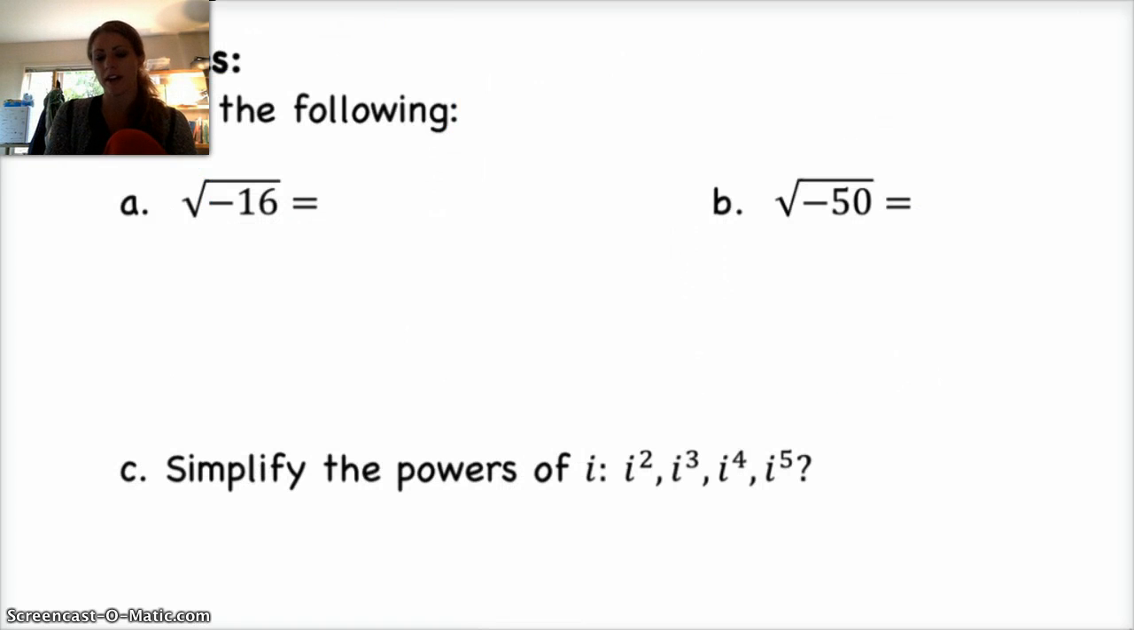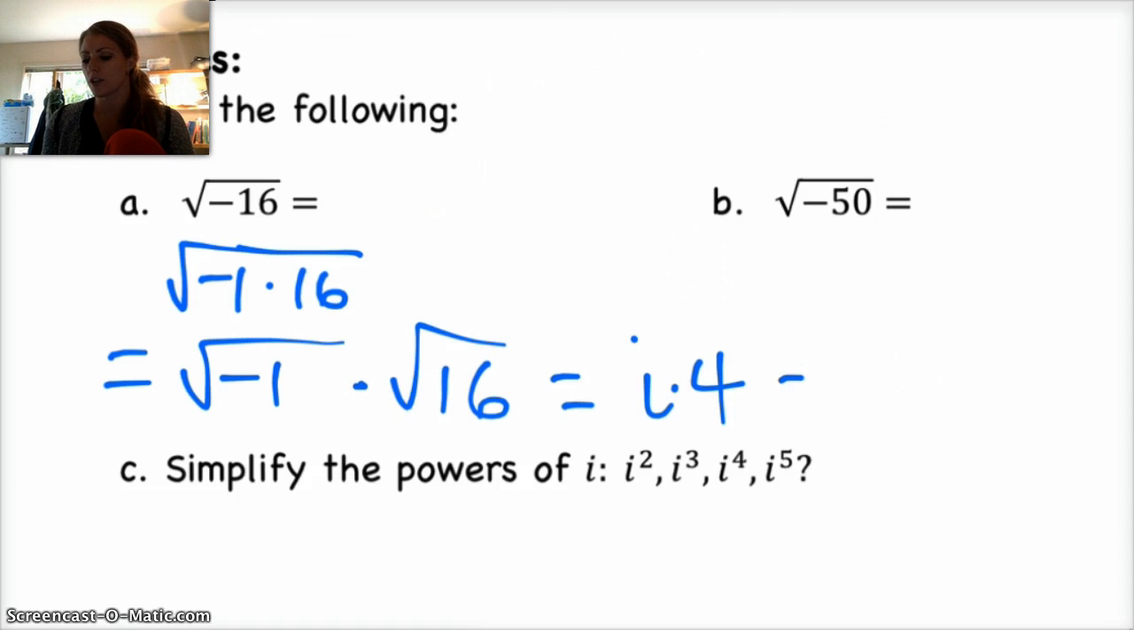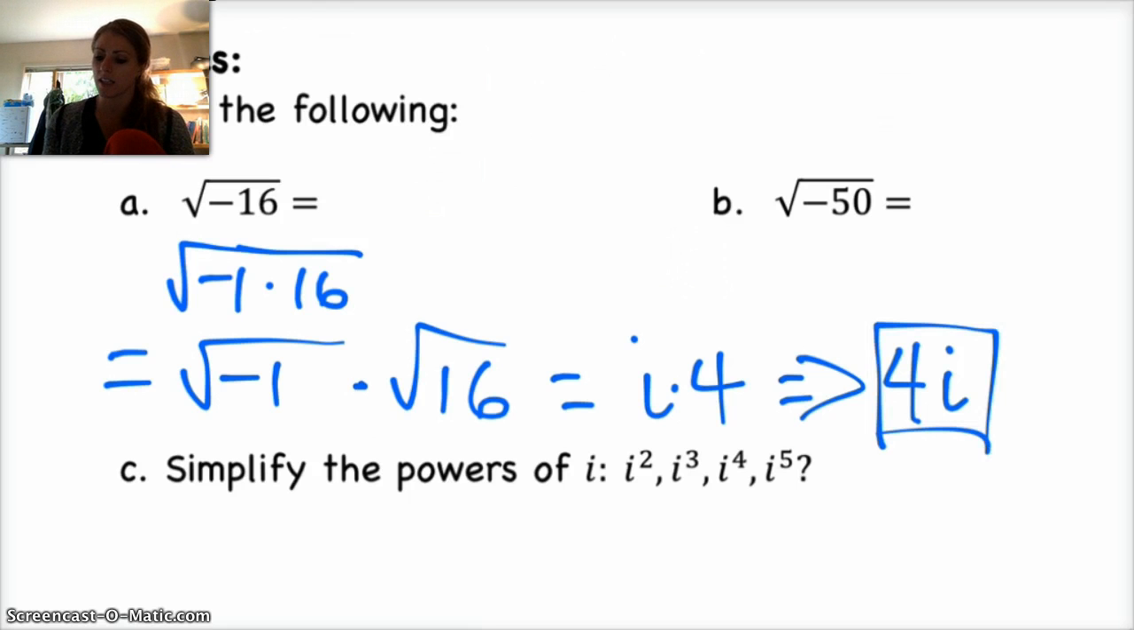So simplify the square root of negative 16. Well, that's the same thing as the square root of negative 1 times 16, which is the same thing as the square root of negative 1 times the square root of 16. So the square root of negative 1 is i, and the square root of 16 is 4. So i times 4. And usually we put the number first, so 4i, like that. So square root of negative 16 is equal to 4i.